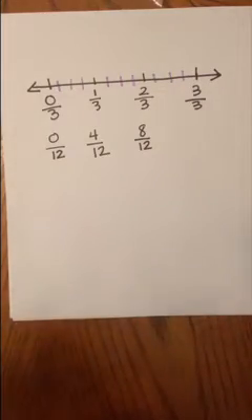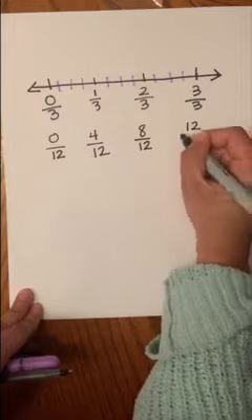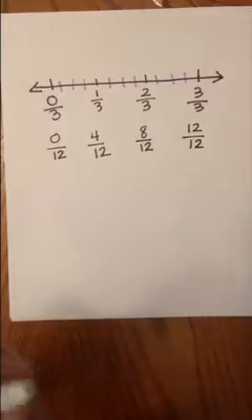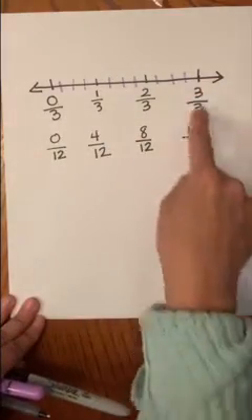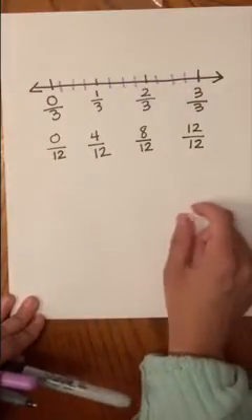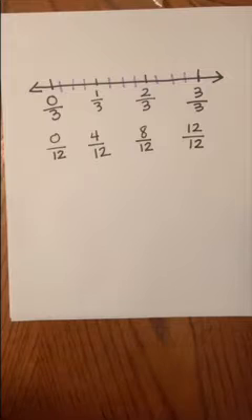And we know that 12 out of 12 is 1, right? Just as 3/3 is 1 whole, 12/12 is 1 whole. Okay? Do we agree or disagree?